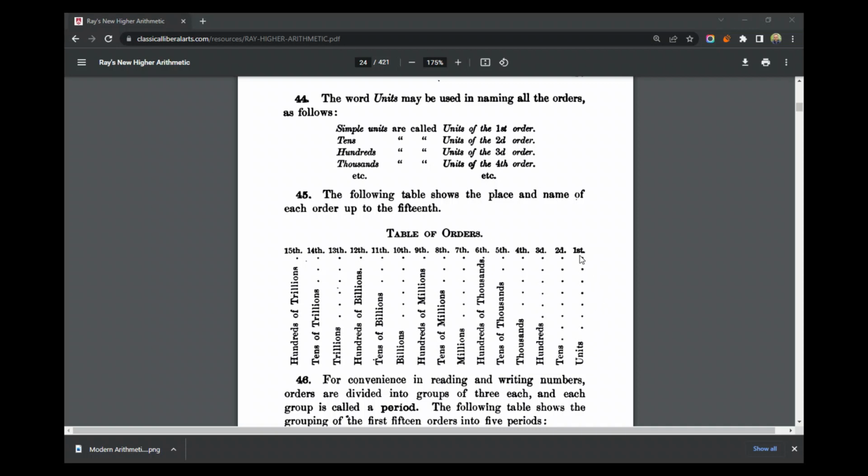So in this table of orders, if we go all the way over to the right-hand side, we see the first order is units, the second order is tens, the third order is hundreds, the fourth order is thousands, the fifth order is tens of thousands, the sixth order is hundreds of thousands, the seventh order is millions, then tens of millions, then hundreds of millions. The 10th order is billions, then tens of billions, then hundreds of billions. The 13th order is trillions, and then tens of trillions and hundreds of trillions. These are the names of the first 15 orders in Arabic notation.